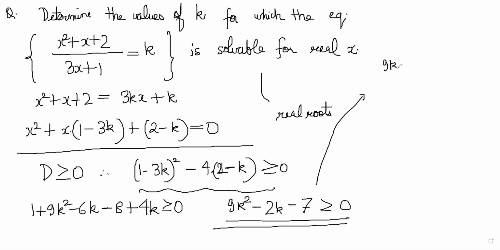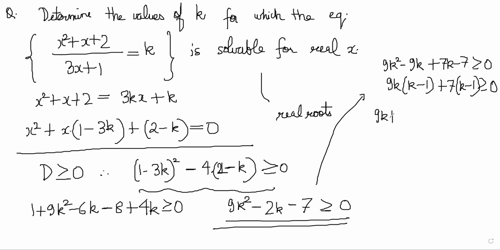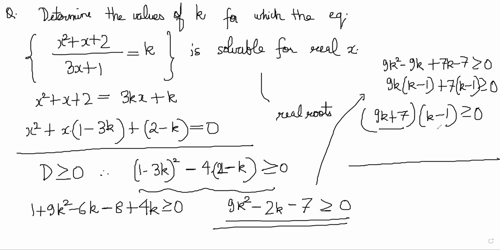So we'll write 9k square minus 9k plus 7k minus 7 is greater than or equal to 0. 9k common (k minus 1) plus 7 common (k minus 1) is greater than or equal to 0. We have the factors 9k plus 7 and k minus 1, and it has to be greater than or equal to 0. So the wavy curve method says find out the points where each of the factors becomes 0. So this factor becomes 0 at minus 7 by 9, and this factor becomes 0 at 1.